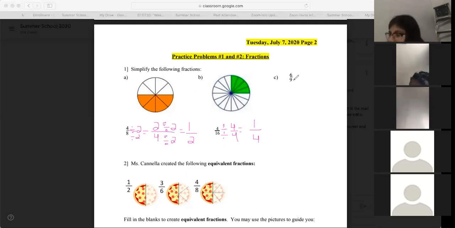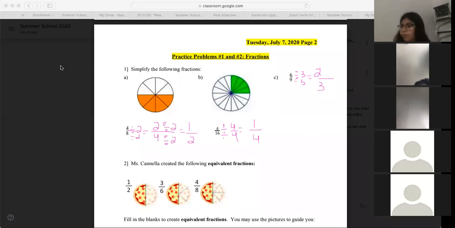Okay, let's look at my friend 6/9, Leilani. What can I divide 6 and 9 by? What's the greatest number that goes into 6 and 9? 3. Right. So we're going to divide everything by 3. So 3 on the top and 3 on the bottom, which now gives me what? What's the new fraction, Leilani? 6 divided by 3 is 2. 2 what? 2/3. Excellent, 2/3.